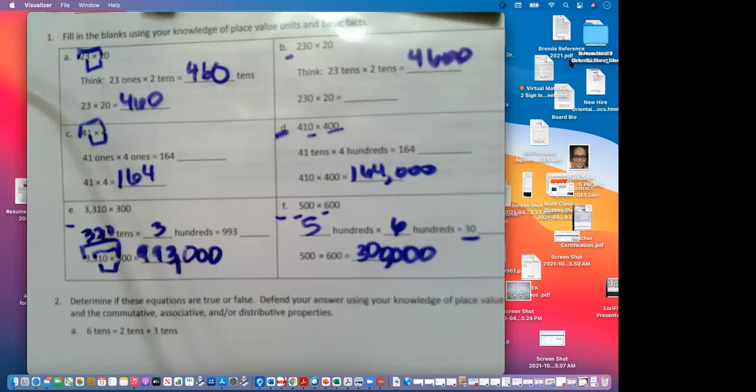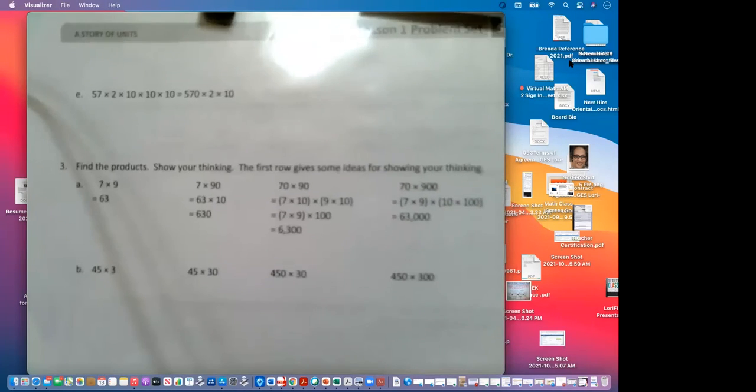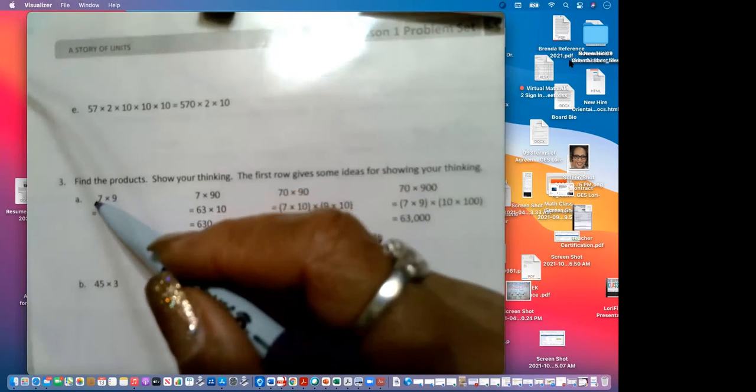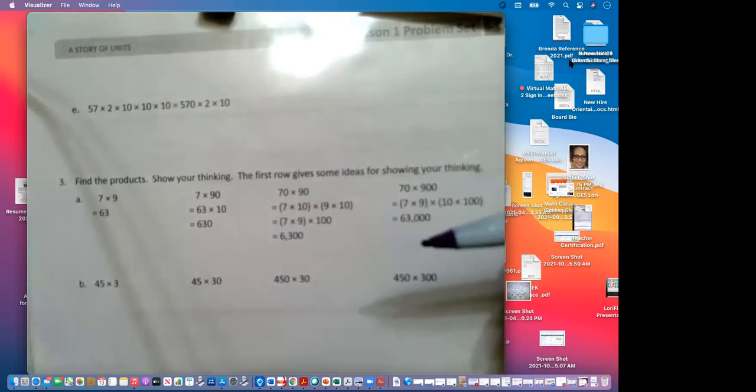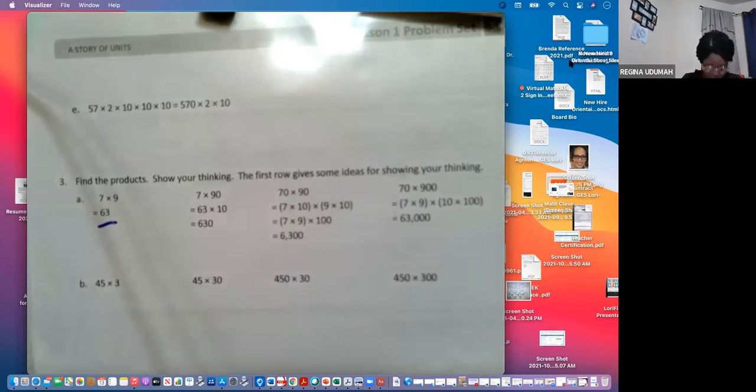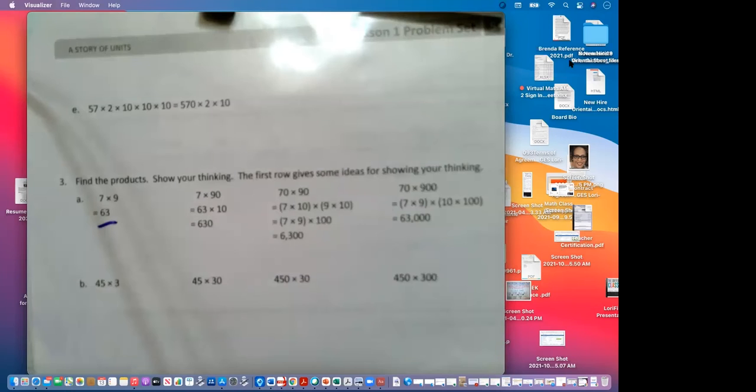All right, now we're going to go over some more strategies. So take out page 21. If you don't have it printed, you can look at my screen. We're going to do some more mental strategies, okay? So let's look at A. We have the problem of 7 times 9. That's our basic fact, right? Yes. 7 times 9 is 63. Everybody see that?